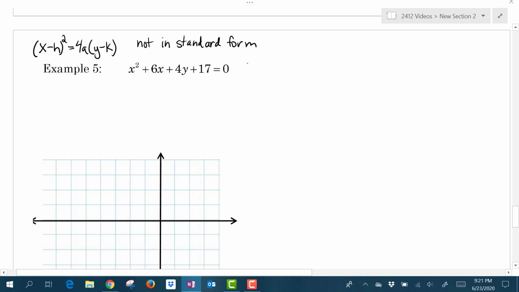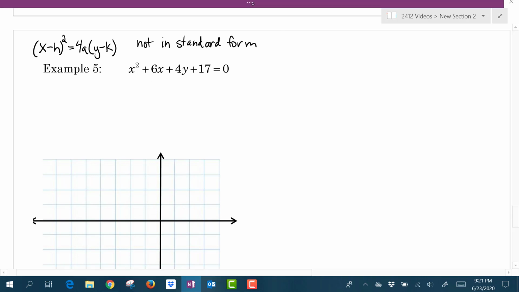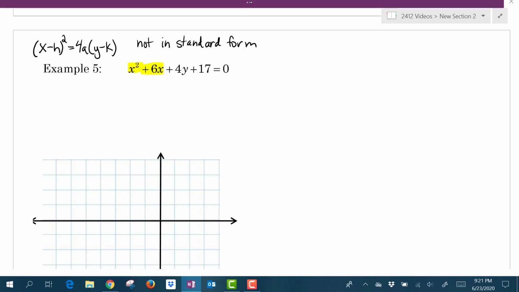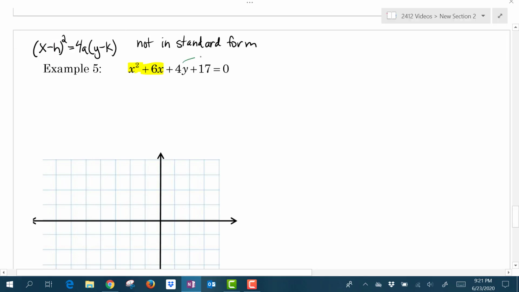Okay, the first step is to look for what variable is being squared. So that's x squared. We want to keep anything that has an x in it on the left-hand side. So I'm going to keep x squared and 6x. Anything that doesn't have an x in it, so anything that doesn't have to do with the variable being squared, I'm going to move to the other side of the equation. Okay, so that's step 1. Identify what variable is being squared. Keep that family of variables on the left-hand side.